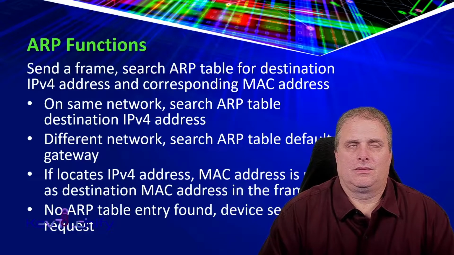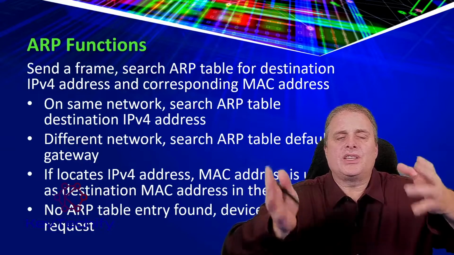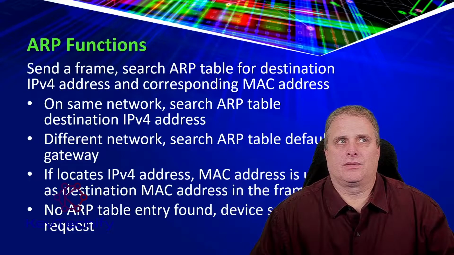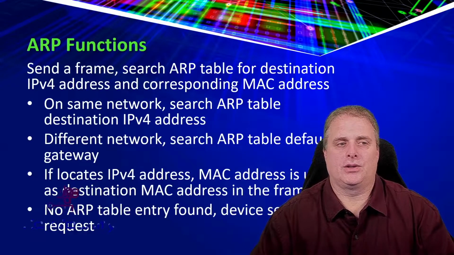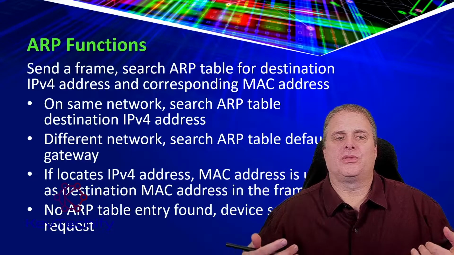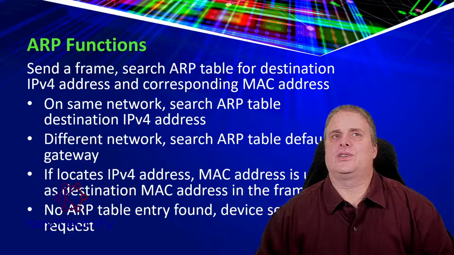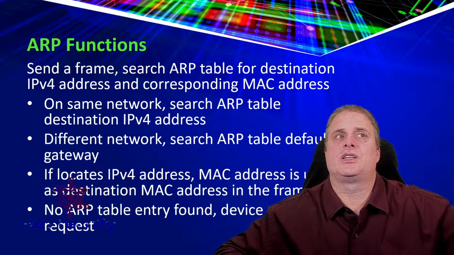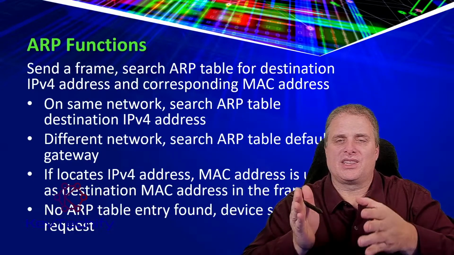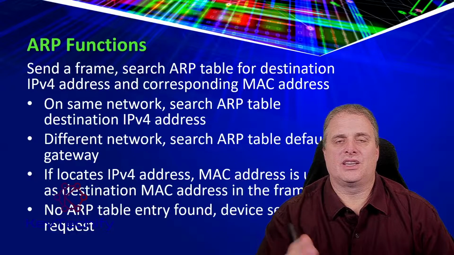ARP functions. To send a frame, a device will search its ARP table. Each device keeps its own Address Resolution Protocol table for a destination IP version 4 address and its matching MAC address. If it's on the same network, it's going to search its ARP table to find that destination IP version 4 address. If the destination IP version 4 address is on a different network, that device is going to search the ARP table for the default gateway. That default gateway is the exit off of your network, so we've got to send that information to the default gateway. Then the default gateway can route the data to its destination.